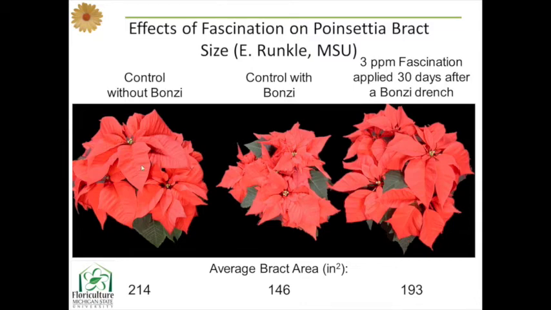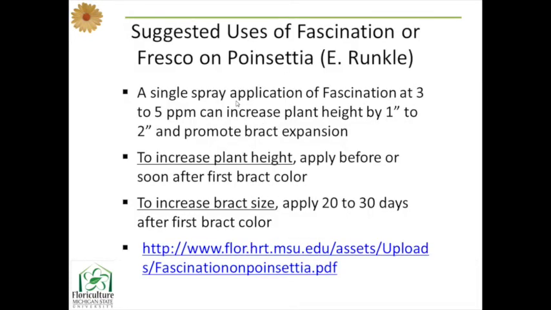If you look at your controls, you have a nice bract size. We typically see a reduction in bract size with bonzi. This is a bonzi drench. You can see the actual amounts down here. If we apply 3 parts per million, notice how low that is, 3 parts per million Fascination, 30 days after that bonzi drench, we can pretty much restore that leaf area. And Erik has prepared a website with a set of guidelines on how to use Fascination or Fresco on poinsettia. So if you're doing poinsettias, I would encourage you to check that out.